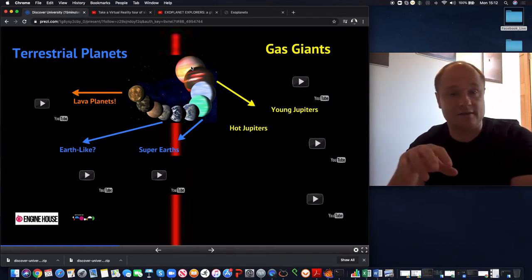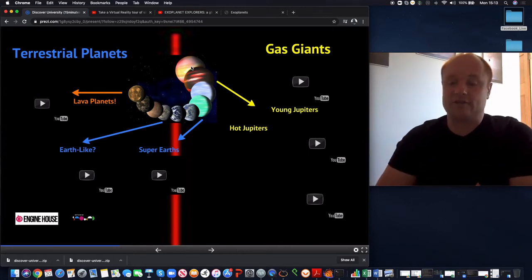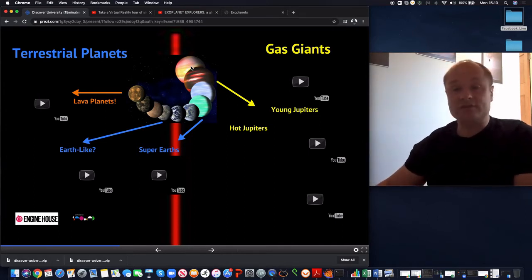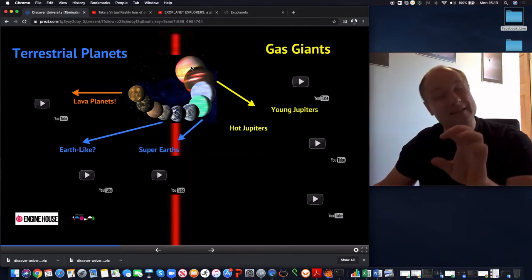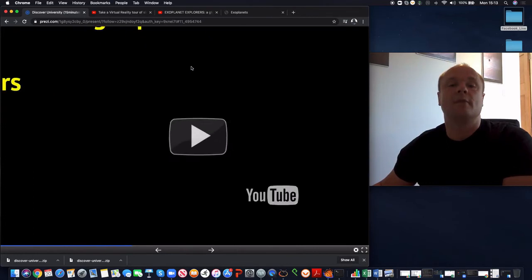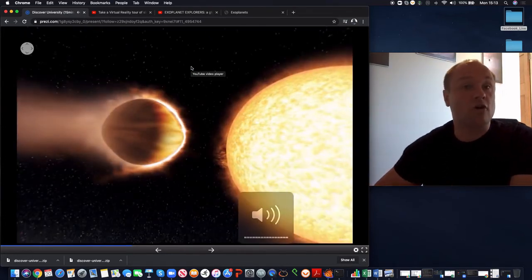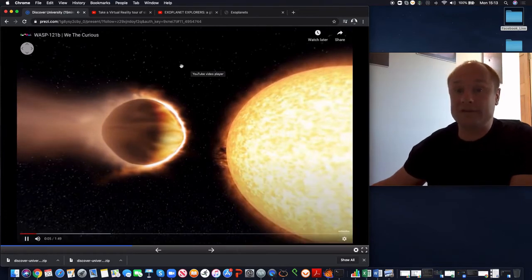Now you'll know already that there is nothing like a hot Jupiter in our own solar system. All of the planets near the Sun are quite rocky, and all of the planets further away are the gas giant Jupiter-type planets. We also discovered, as I showed you earlier with direct imaging, emission from young, bright Jupiters. I'm going to show you an animation to start with, of a particular hot Jupiter. This is called WASP 121b.